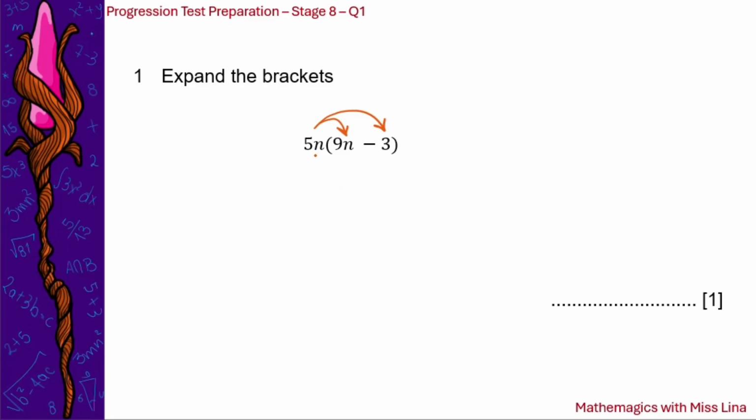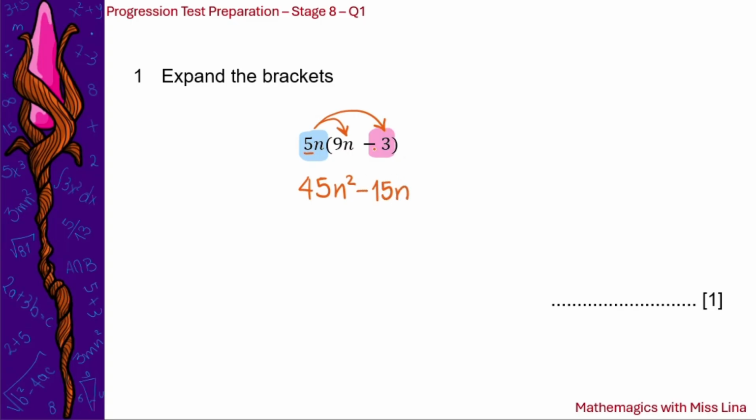Okay, so all we need to do is to multiply 5n with 9n. Okay, so 5 times 9 is 45, n times n is n squared. And now we multiply the 5n times minus 3, which is minus 15n.